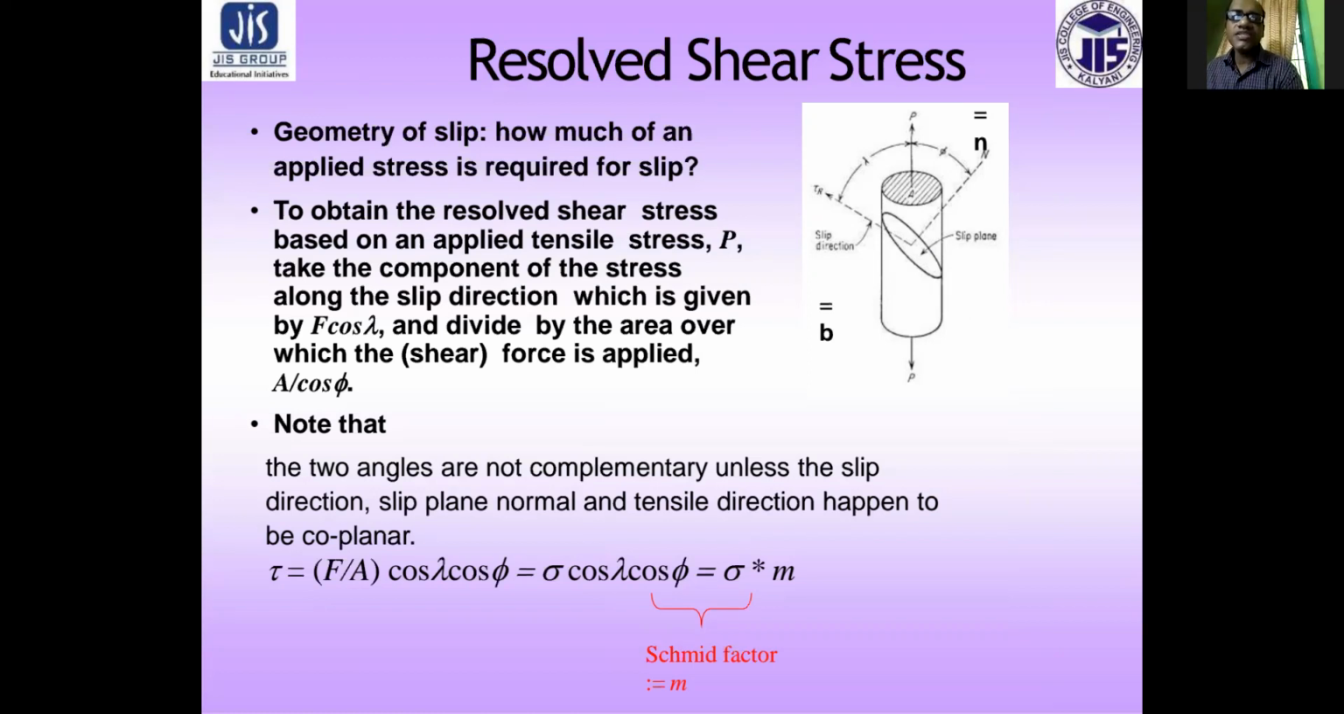Some additional stress is necessary to continue the plastic deformation than predicted by the geometrical hardening phenomenon. This is due to the various obstacles to the slipping of planes one over another. The entire phenomenon is known as strain or work hardening. And this value, that is sigma t or sigma cos lambda into cos phi, is known as the Schmid factor.